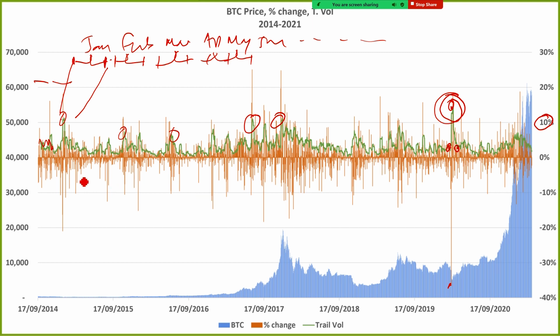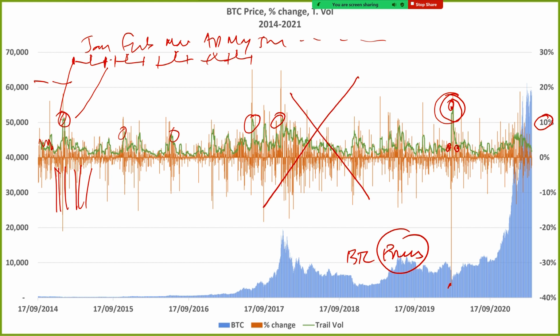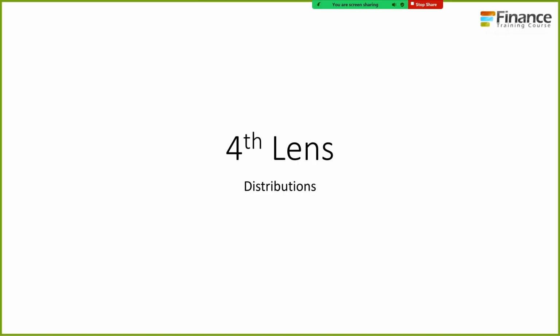So the orange line is your daily movement, the green line is standard deviation, and the blue bars that you see are BTC prices. Even though this chart looks really intelligent and sharp, and it looks like you put a lot of information and effort into it, I actually don't recommend it, because you're trying to present too much data, too much information in one graph. This is something that you should only use as a last resort, or when it's asked for. If it's not asked for, if it's not needed, then avoid putting too much information in one chart. And the final lens is distributions.